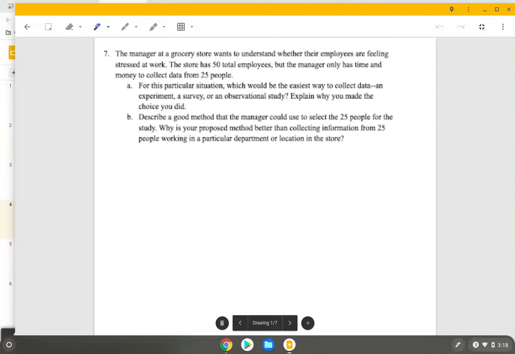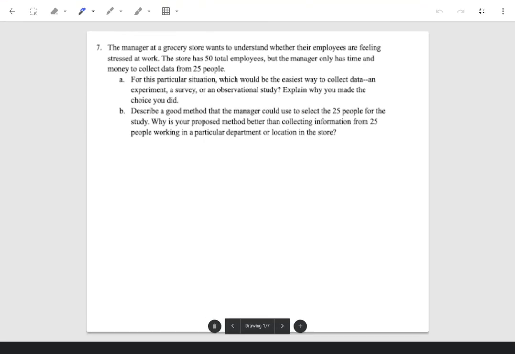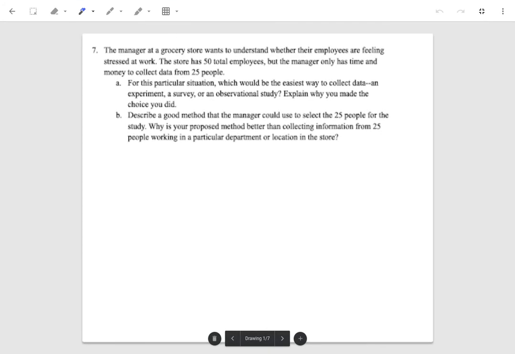Number 7, the manager at a grocery store wants to understand whether their employees are feeling stressed at work. The store has 50 total employees, but the manager only has time and money to collect data from 25 people. So A, for this particular situation, which would be the easiest way to collect data? An experiment, a survey, or an observational study? Explain why you made the choice you did.